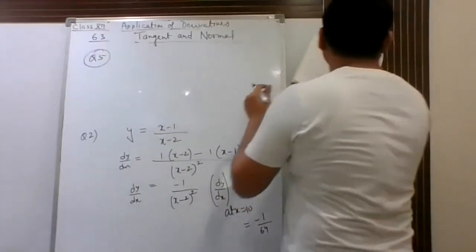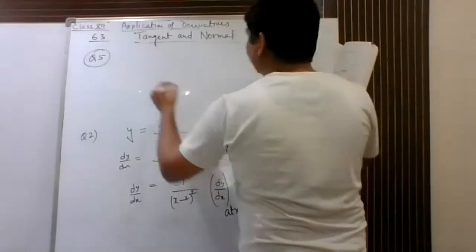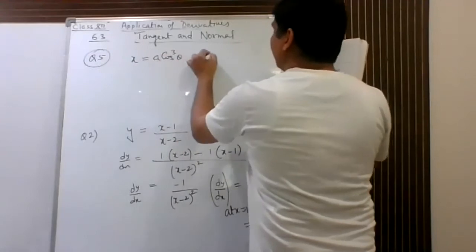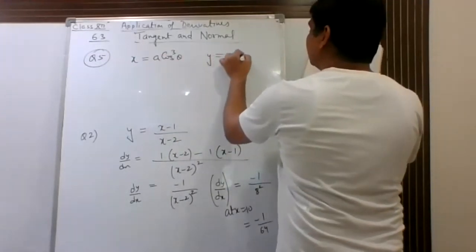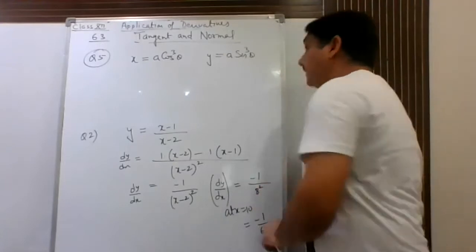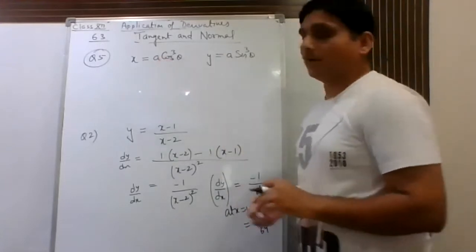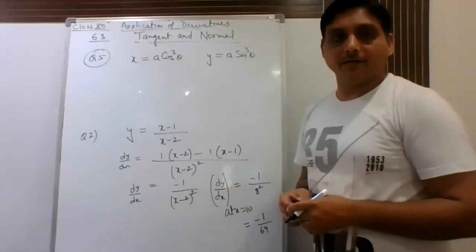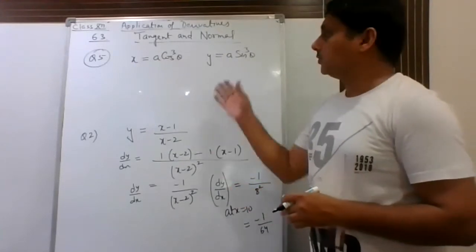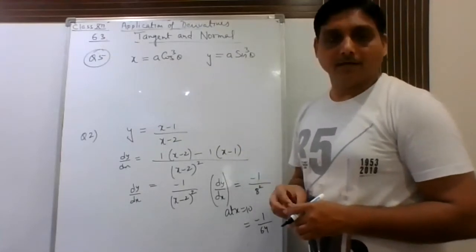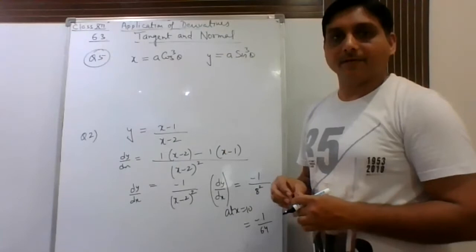Here the question is: find the slope of the normal at x equal to this much. This is given in parametric form. Now you are well conversant with how to find the derivative in the case of parametric form. So just take the derivatives with respect to theta. Here theta is a parameter.